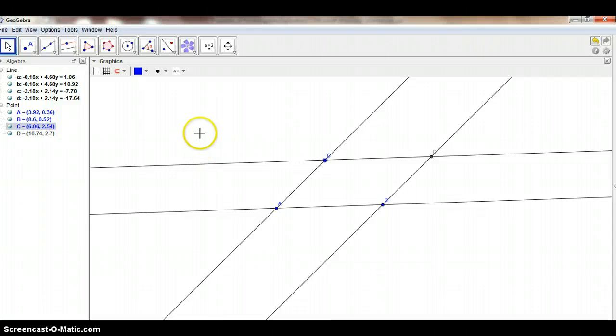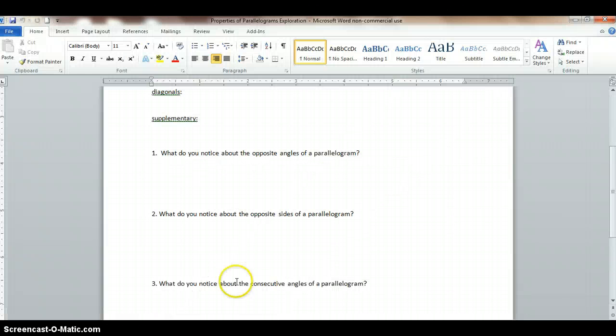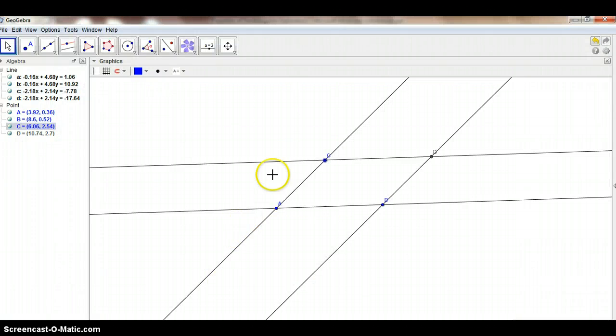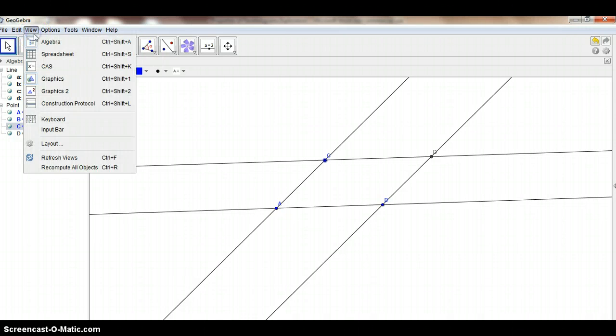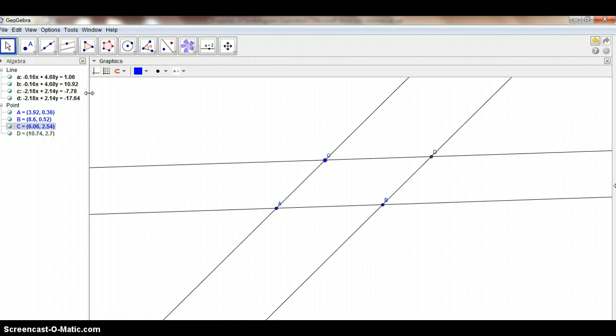Okay, so first things first, your question number one: what do you notice about the opposite angles of a parallelogram? Remember that opposite angles are basically just angles that are opposite each other. So like C and B are opposite angles, A and D are also opposite angles. Okay, so let's go ahead and measure these. If you don't already have the algebra window up, go up to View, and then Algebra, and it should pop up off to the side. If it's taking up too much space, there's a little thing right there that you can adjust it with.